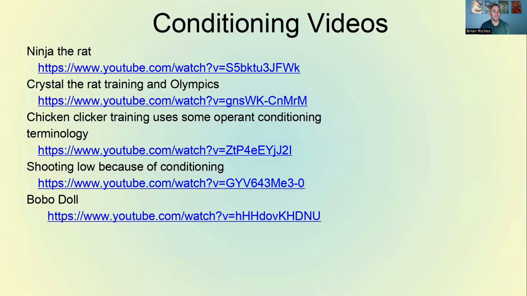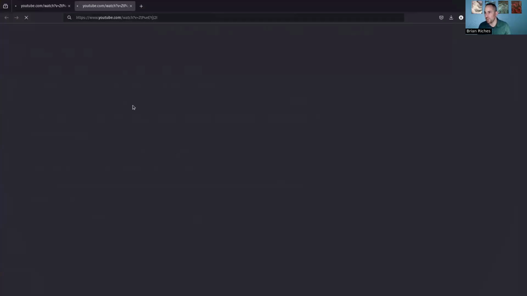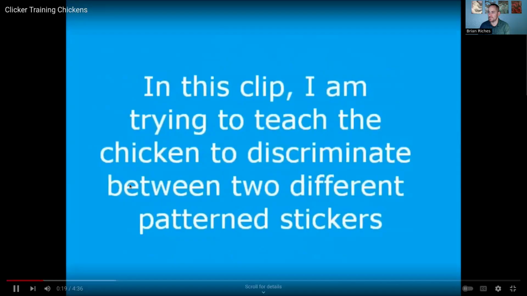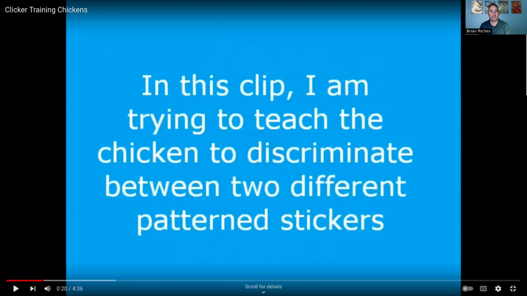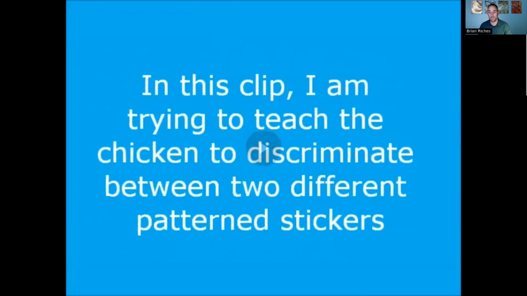So let's watch another video of conditioning. I think we'll watch the one with the chicken and the clicker training before we talk about operant conditioning. We won't watch the whole video either. So essentially what this is saying is they are trying to get the chicken to discriminate between one sticker that it's supposed to peck and another sticker that it's not supposed to peck.